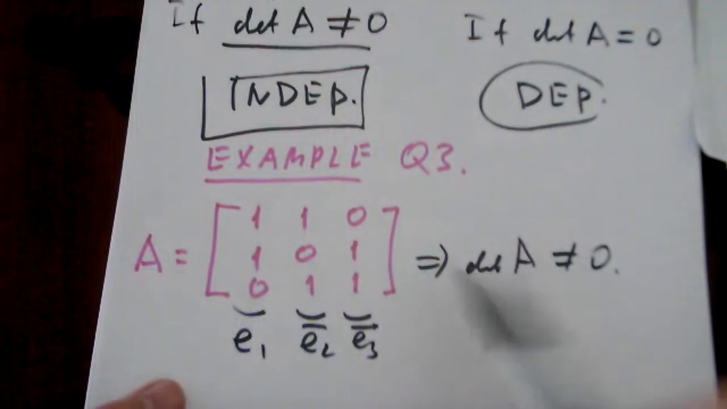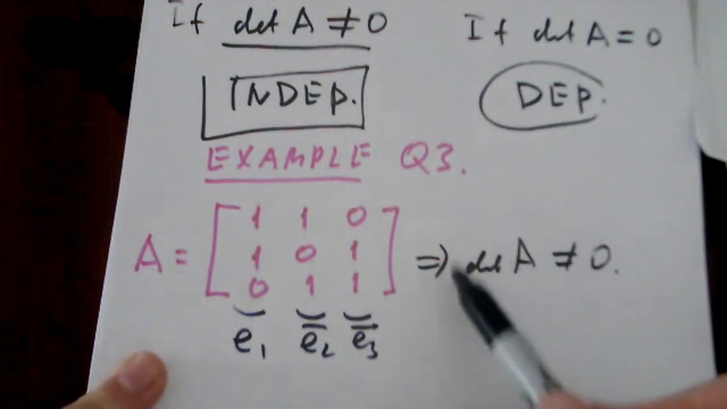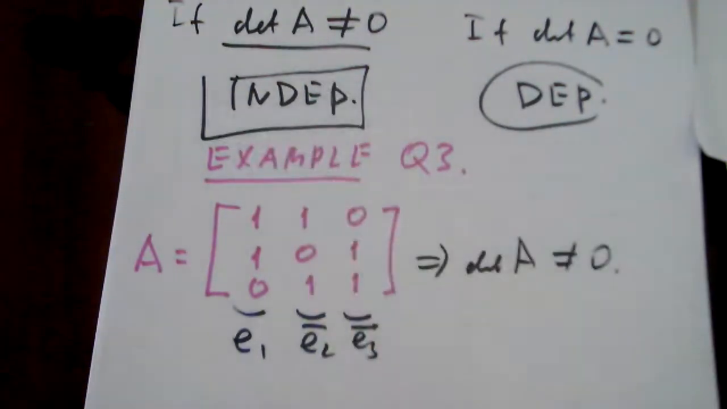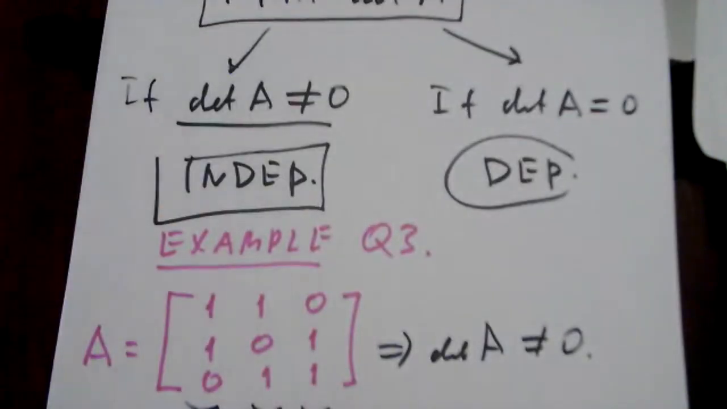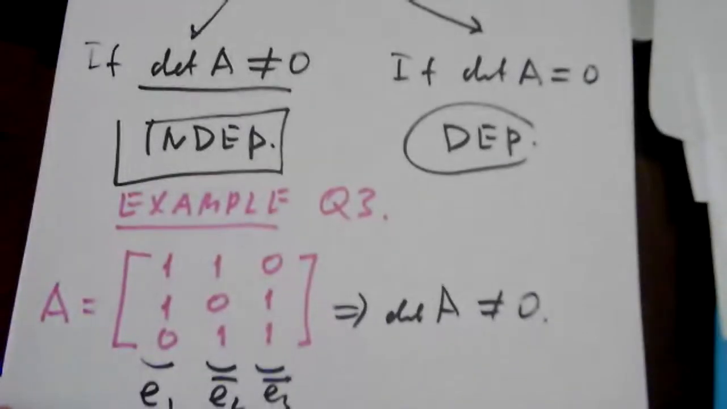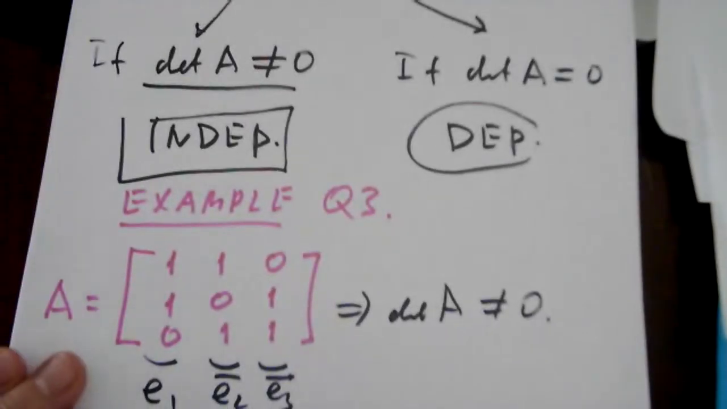It should be non-zero. You can check it. And if the determinant is non-zero, then your answer will be independent. Of course, this is a nice shortcut, very nice, of course, nothing compared to my algorithm. But you know what? The bad news is that it's not universal.